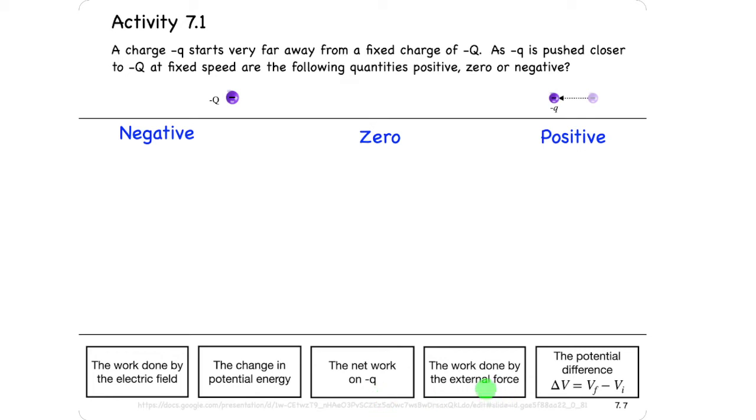Okay, so what about the work done by external forces? This is us pushing it to the left. What's the sign of that?